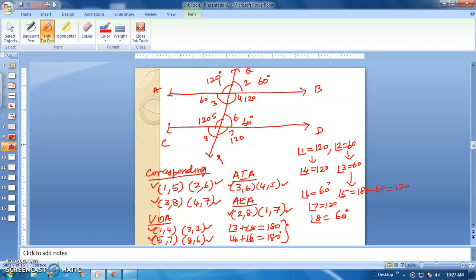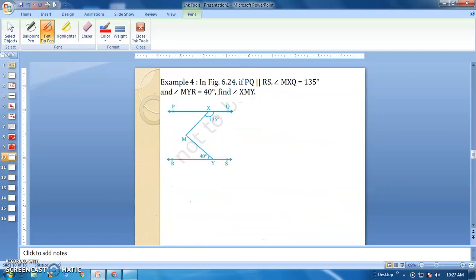These angles are equal when AB and CD are parallel. If they are not parallel, they are definitely not equal. Only if the lines are parallel are the angles equal. So this is the classification of some specific angles, and with the help of this we are going to solve other types of sums. Look at the next example.